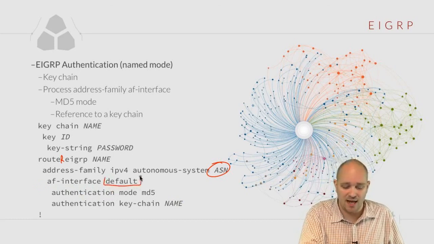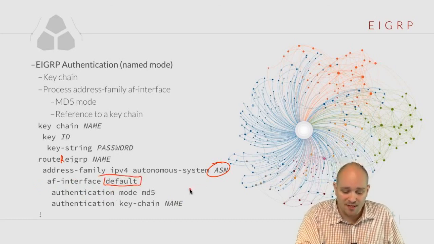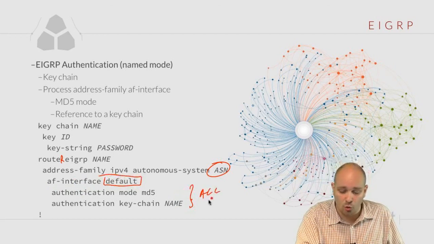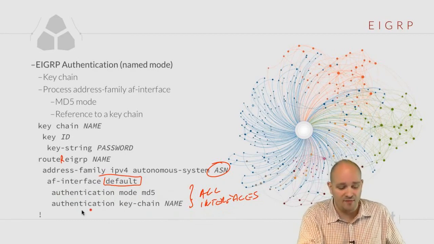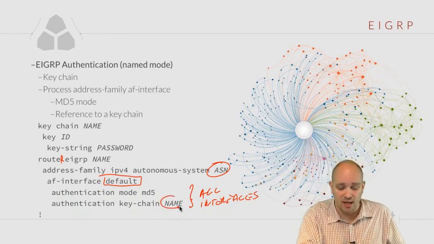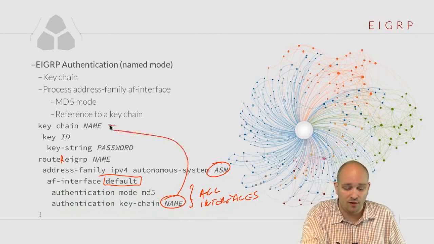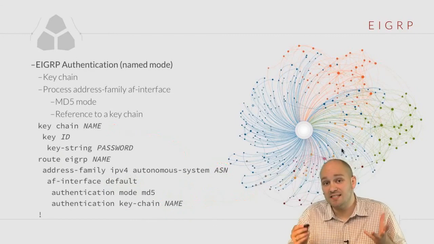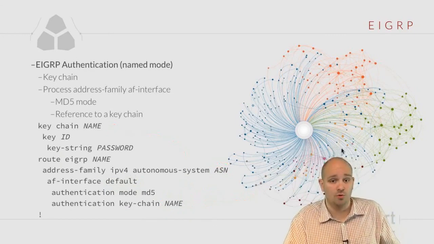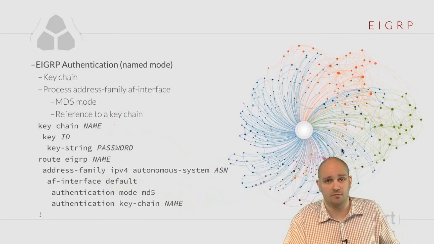In this case, I am using the default keyword, which means that this applies to all interfaces. And in this case, I'm going to say authentication mode md5, and I'm going to say authentication key-chain and specify the name of the defined keychain there. As you can see, even simpler configuration when you are using the named EIGRP configuration mode.